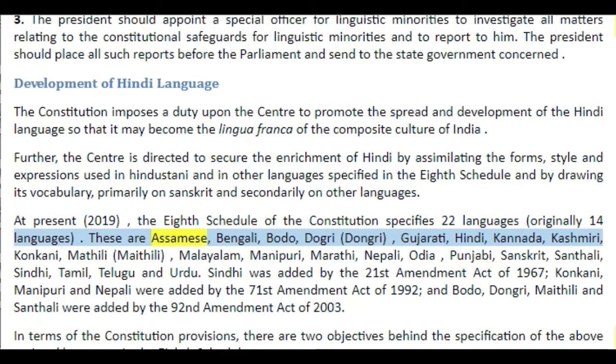These are Assamese, Bengali, Bodo, Dogri, Gujarati, Hindi, Kannada, Kashmiri, Konkani, Maithili, Malayalam, Manipuri, Marathi, Nepali, Oriya, Punjabi, Sanskrit, Santhali, Sindhi, Tamil, Telugu and Urdu. Sindhi was added by the 21st Amendment Act of 1967, Konkani, Manipuri and Nepali were added by the 71st Amendment Act of 1992, and Bodo, Dogri, Maithili and Santhali were added by the 92nd Amendment Act of 2003.